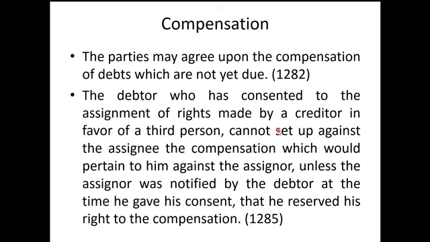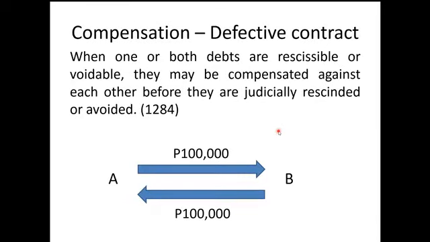Okay. Let us proceed now dito sa Article 1284. Sabi dito, when one or both debt are rescissible or voidable, they may be compensated against each other before they are judicially rescinded or avoided. Okay, example, si A liable kay B for 100,000, pero si B nag-employed ng fraud. Si B naman liable kay A for 100,000, pero si A nag-employ ng violence. Ang question is that, pwede ba siyang i-offset? The answer of course is yes.